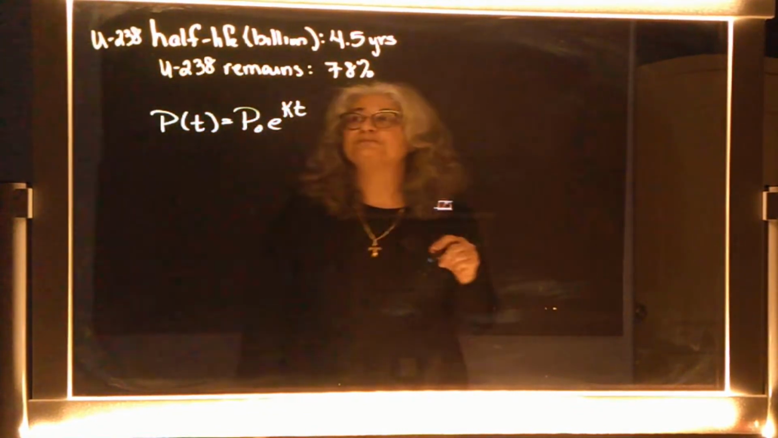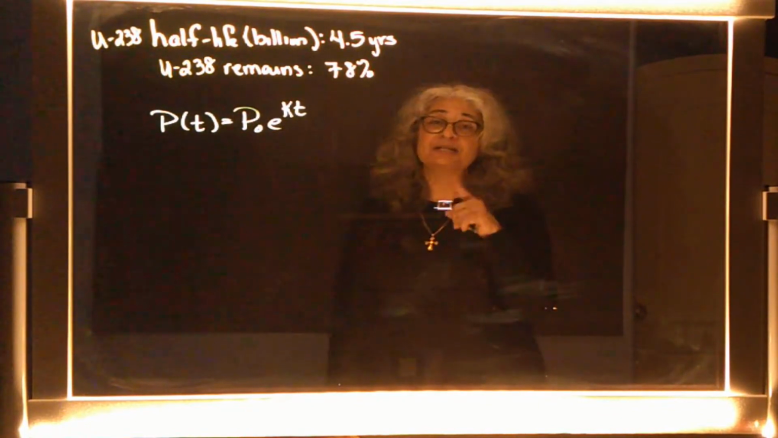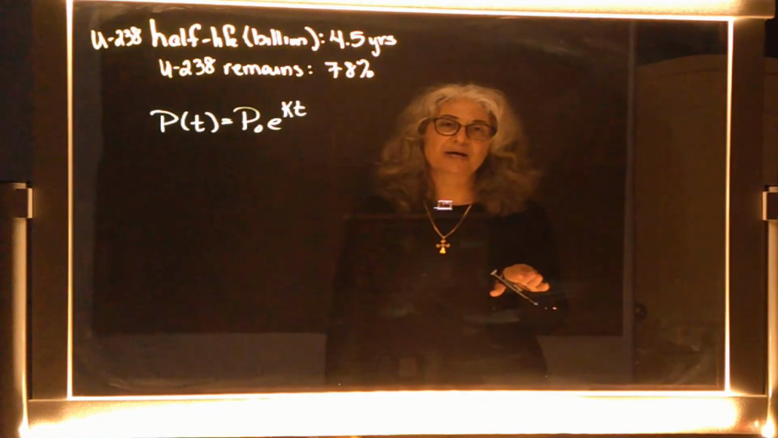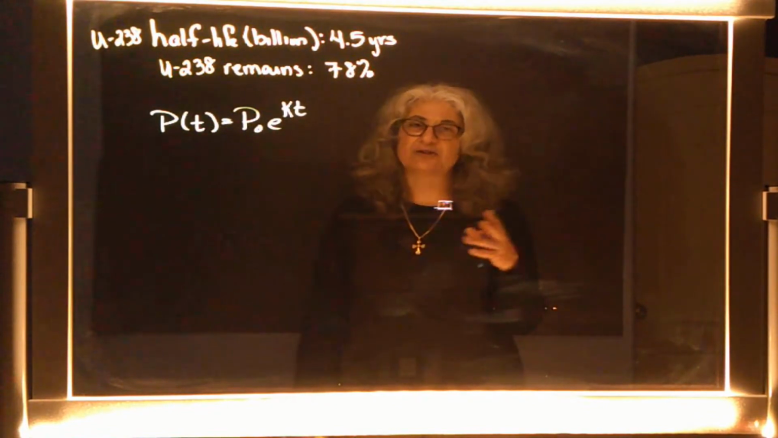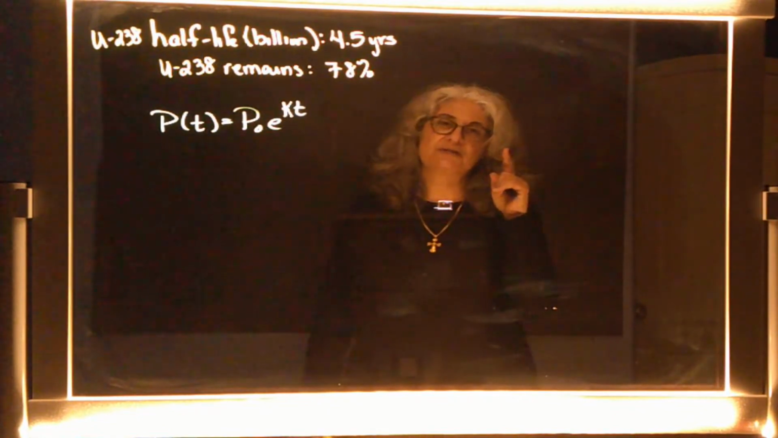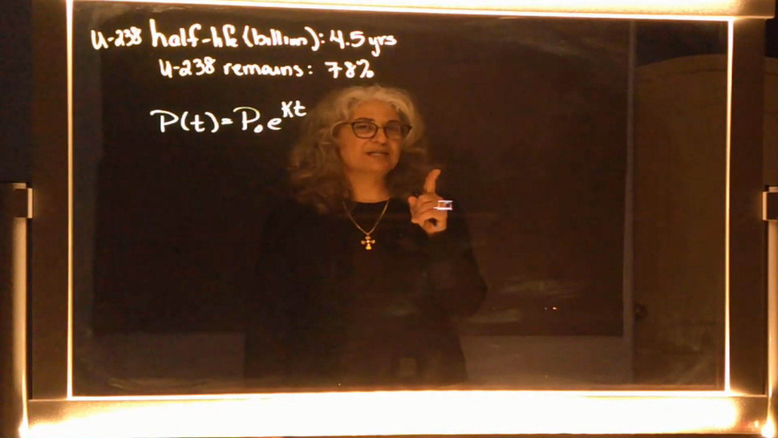Okay, now, half-life is 4.5 billion years, isn't it? Good. I'm not going to write the billion, by the way. That's a lot of zeros. That's just going to get in the way of our computations. But my unit, so to speak, is in billions. All right? Now, here's the key.